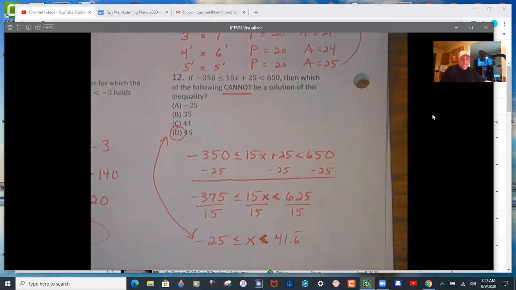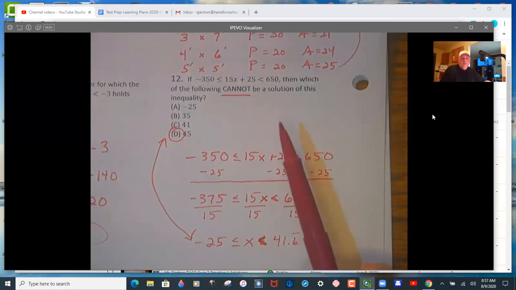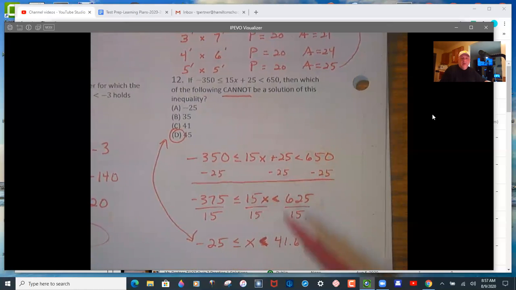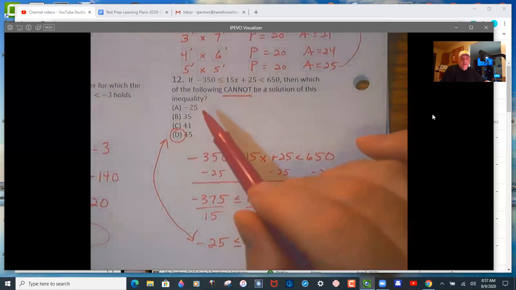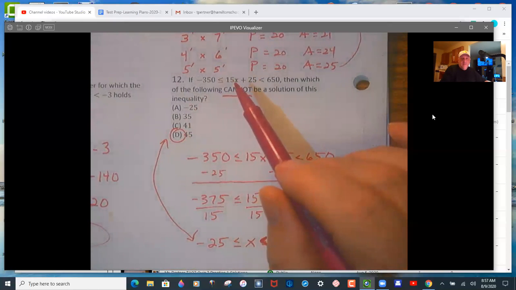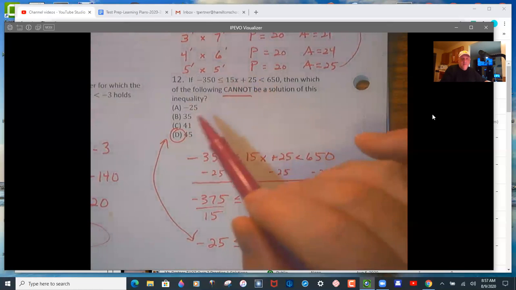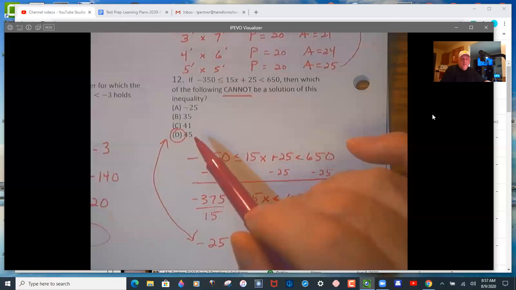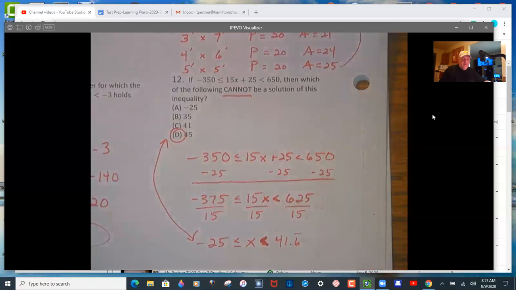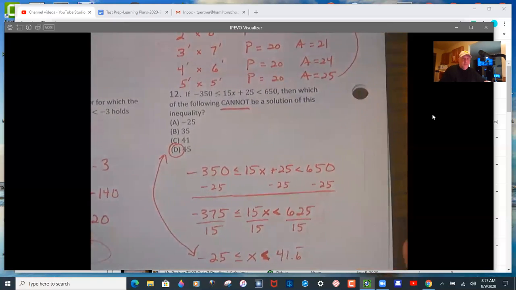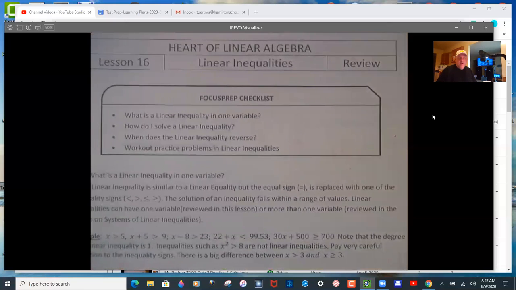Here, tough problem. Which of the following cannot be a solution? I would recommend just trying it in and forget all this. So put in your negative 25 times 15 plus 25. Does that work? Yes. 35 works, 41 works, but 45 does not work. That's the best approach, just simple substitution on that problem. And that is the third assignment in test prep.